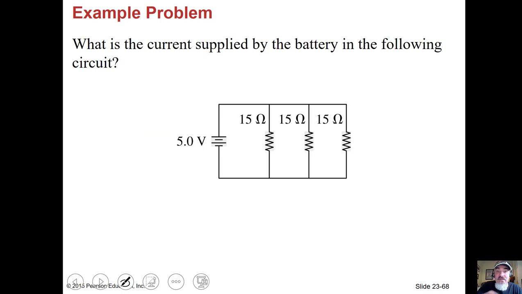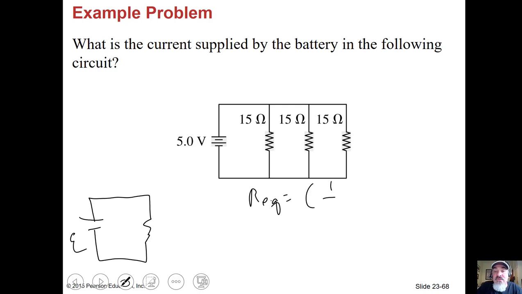All right, excellent. So what current is supplied by the battery? I'll make this the last problem here. So let's make this into a simple circuit. We just want a battery and 1 resistor. Okay, so we're going to take these 3 15s, they're all in parallel with each other, and make them into an equivalent resistance. So the equivalent resistance, I'll do it the way the book has been writing it, 1 over 15 plus 1 over 15 plus 1 over 15. These are all in ohms, and then take the inverse of that.